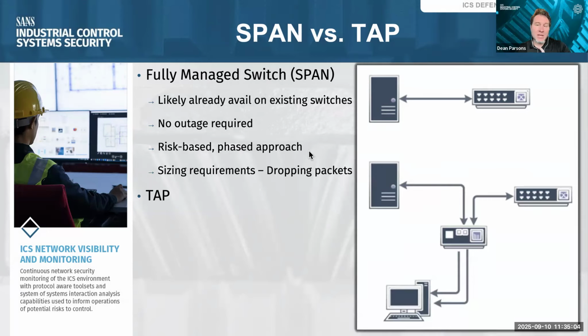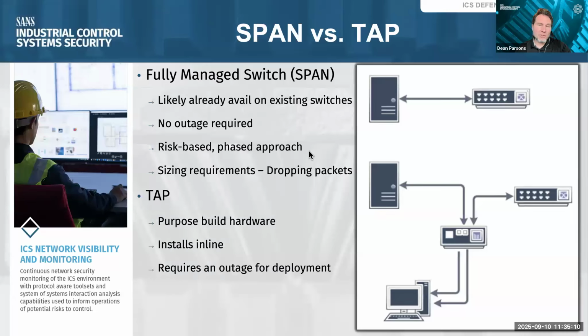And a tap in this case here, as you see on the right and the bottom, is inline in the environment, an inline purpose-built piece of hardware. And in this case, you have to take an outage to install it. So it does require downtime in the control system to usually enable and push in a piece of hardware. Once you do that, now you're connecting up all the normal communications through that hardware. Yes, it could be a single point of failure. Yes, it's supposed to fail in a way that allows traffic through it. I've seen them fail multiple times.